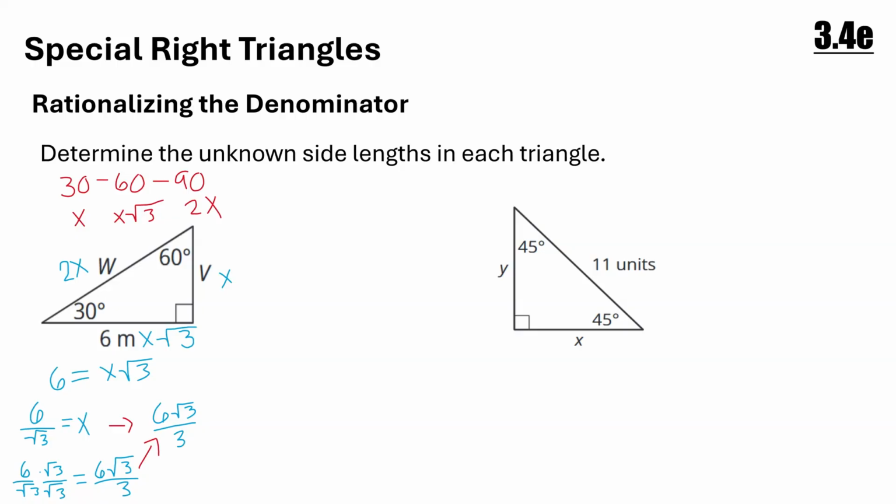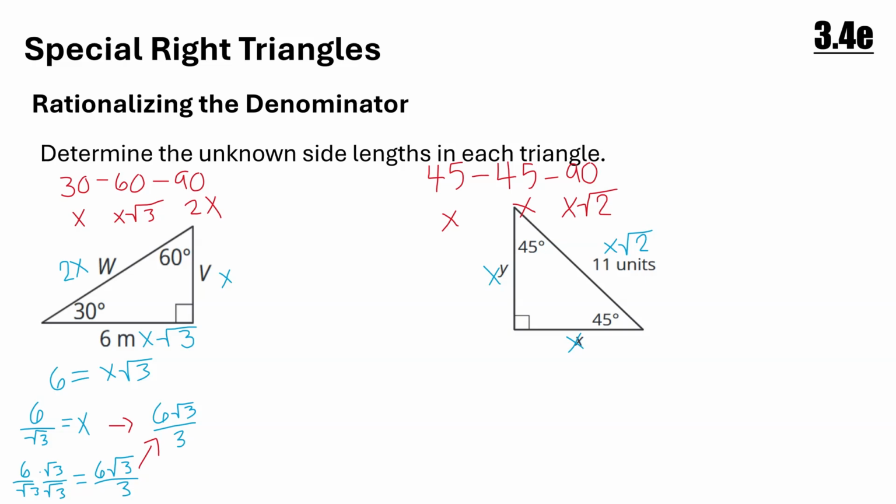The right triangle is a 45, 45, 90 degree right triangle. So we'll have side ratios of x, x, and x times the square root of 2. Sides x and y will have side ratios of x, and side 11 units will have side ratio of x times the square root of 2.